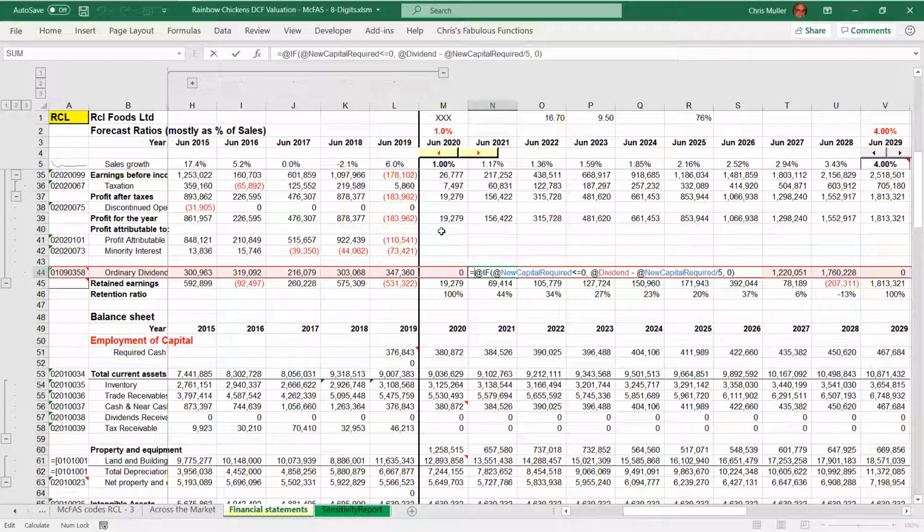This line is called dividend in my sheet. And I'm saying only if new capital required is negative, less than naught, should you do this. If you've got a surplus, take your current dividend that's in this current cell and subtract off a piece of the new capital required that we know is negative. So two negatives make a positive, and this piece now is going to grow your dividend.